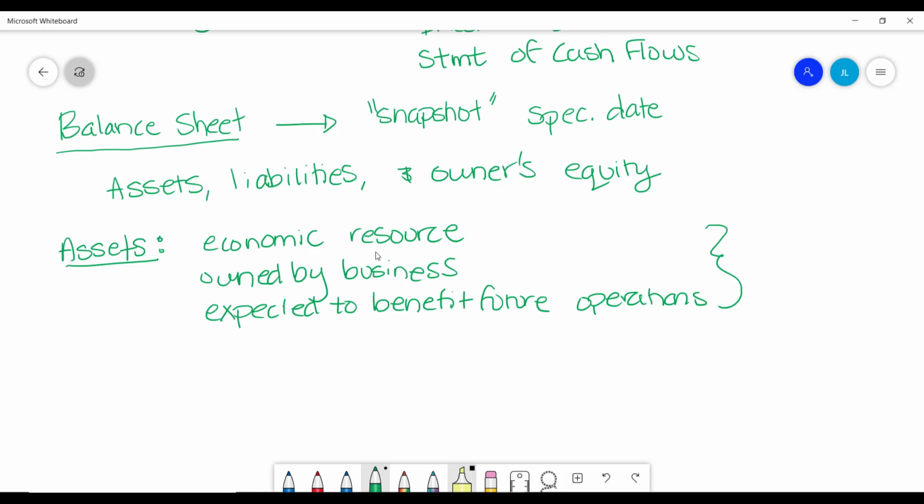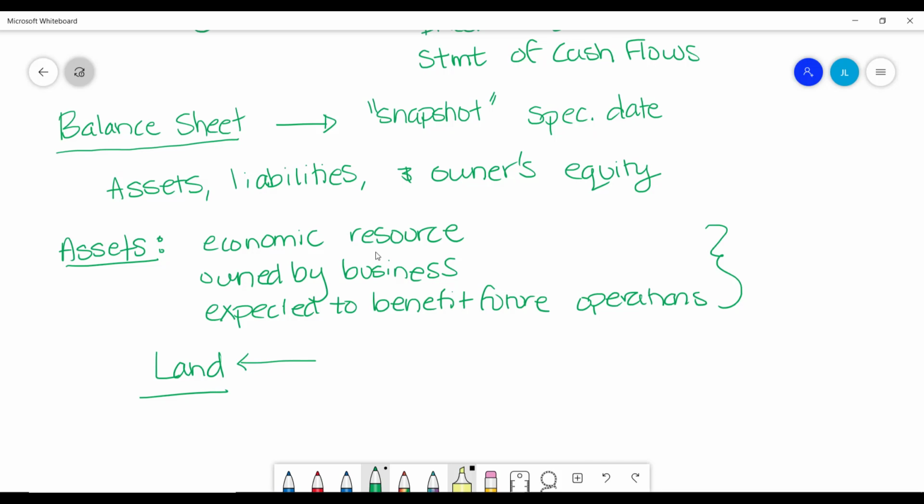For an example, let's say a company has land that all of its buildings and factories are sitting on. Is this an economic resource? Of course. Is it owned by the business? Yes, if I have land listed under assets, that means I own the land. I'm not just renting it. And would we expect this land to benefit us in future operations? Of course, because why do you purchase the land in the first place? To benefit operations. That's where I'm putting my buildings. I need space to actually run my business.